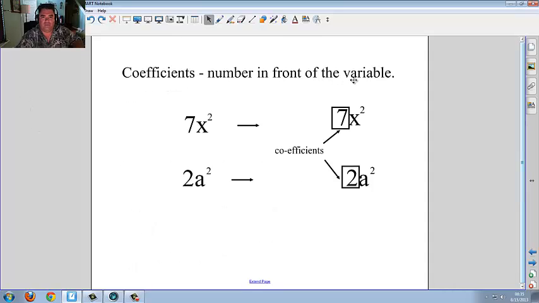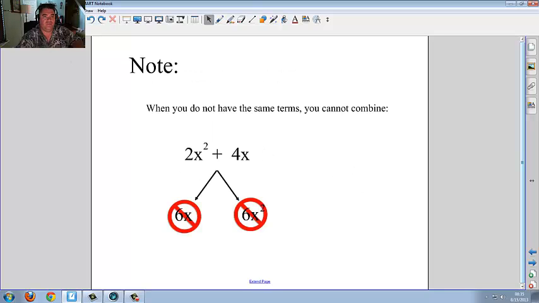Coefficients are the numbers in front of the variables. 7x squared, 2a squared. The number in front here is a 7, so 7's the coefficient. 2's in front, 2's the coefficient. Note, when you do not have the same term, you cannot combine, so 2x squared and 4x cannot combine because they're not the same term. It's neither 6x nor 6x squared. Just like if I said there were 2 boys and 4 girls, I couldn't say, hey, you 6 boys or hey, you 6 girls, because clearly that wouldn't be correct.